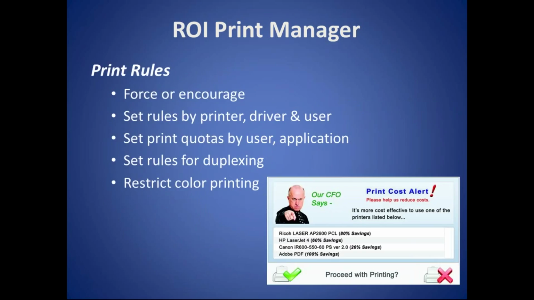From our print rules, they're very straightforward. We can force print rules or encourage people to accept what the print rule is. The print rule could be set by printer, driver, or user, depending how we want to set that up. We can also do quotas by user and also quotas by application. So if we had a situation where a particular user was printing way too much email, we could throttle that back simply by setting a print rule against that particular application they're using. We can also set print rules for duplexing and restricting color as well.